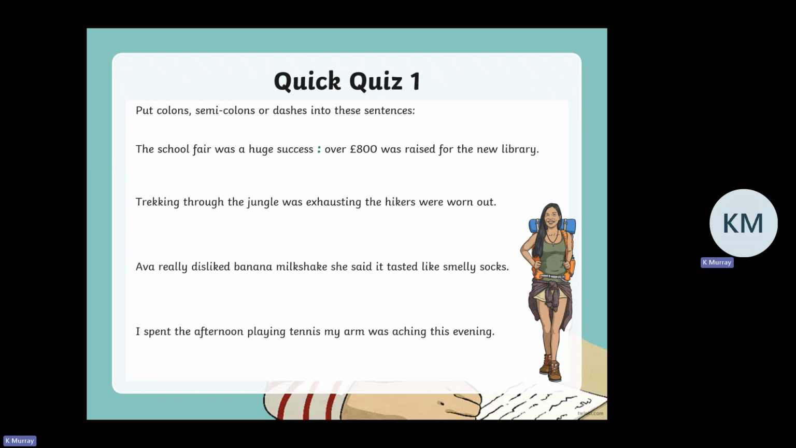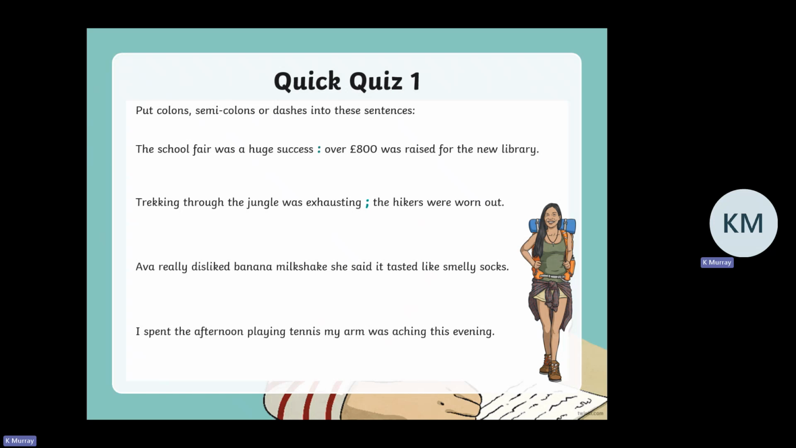Okay, let's have a quick look at this, guys. The school fair was a huge success. Over £800 was raised for the new library. A colon works there. Trekking through the jungle was exhausting. The hikers were worn out. Now, we could have had a full stop. We could have had a conjunction. Trekking through the jungle was exhausting and the hikers were worn out.